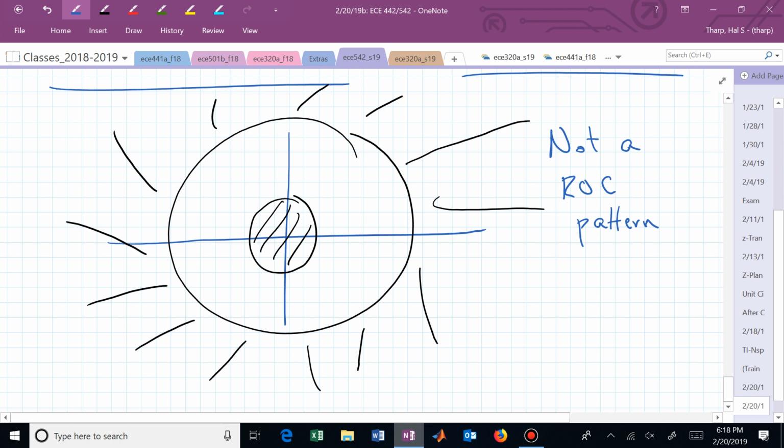The region of convergence needs to be connected, meaning if I had a point here, let's say at point A, and I had another point in the region of convergence B, I need to be able to connect those 2 points by staying in the region of convergence. In this case, I can't get from A to B without leaving the region of convergence and going through that unshaded region. The region of convergence needs to be connected. So this is not a valid region of convergence pattern.